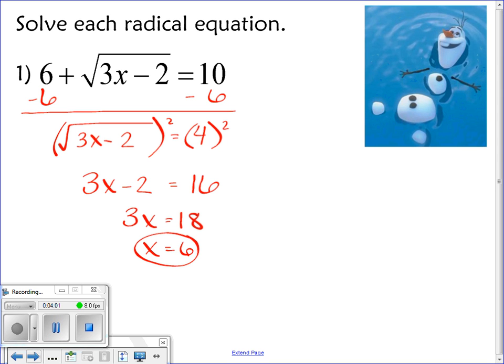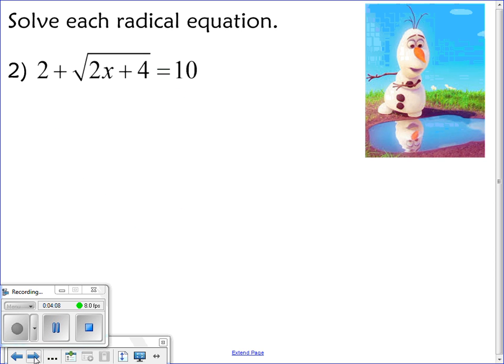How are we feeling with the first one? First one's always the easy one. She's like, I'm not saying anything until we're done. All right, go ahead and try this one by yourself.